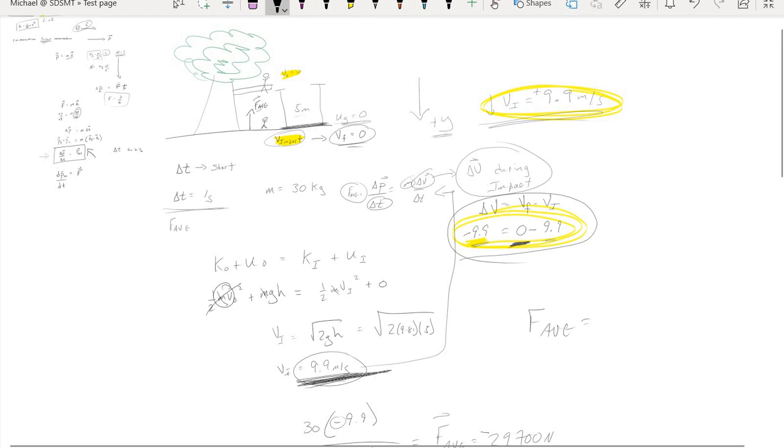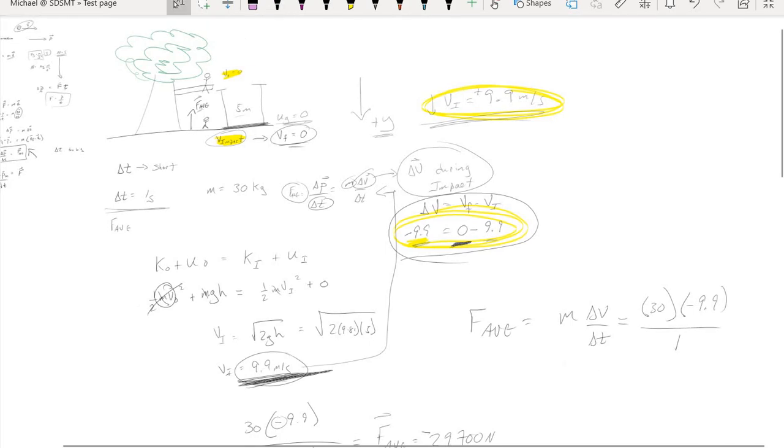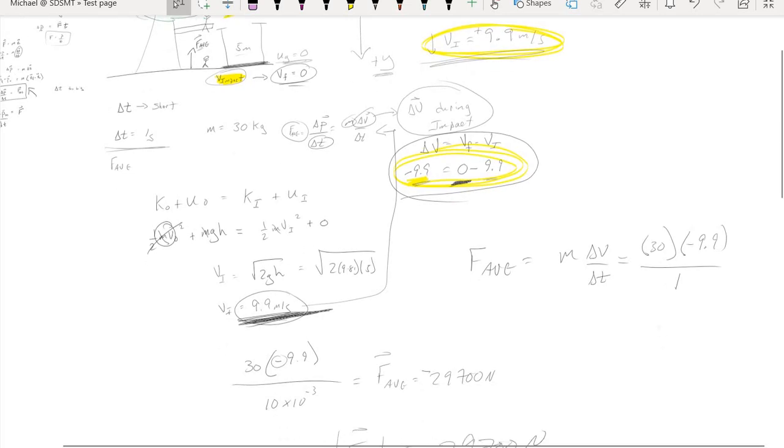Let's put the numbers in and see. Mass, delta V, delta T. Mass of the child, we'll assume, is the same, 30. Change in velocity is the same, negative 9.9. But now the time interval has increased by 2 orders of magnitude. And that means that our average force is going to reduce by 2 orders of magnitude from what it was.